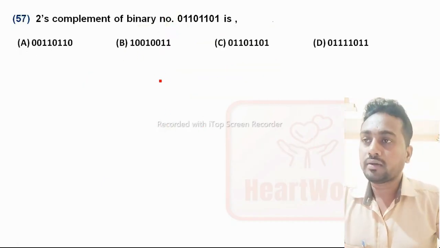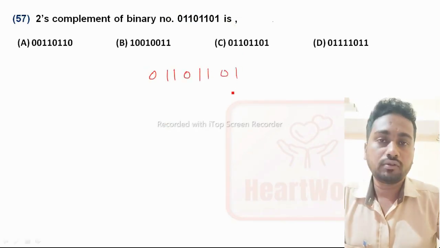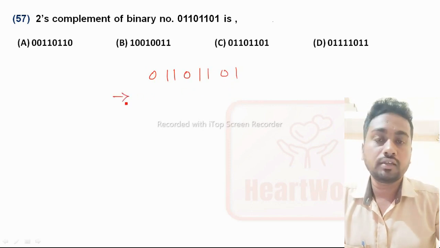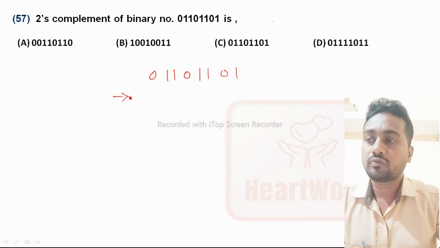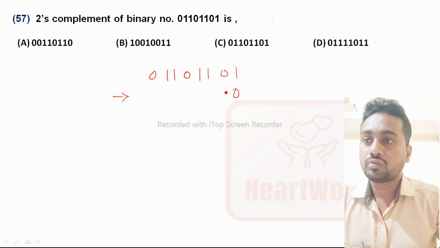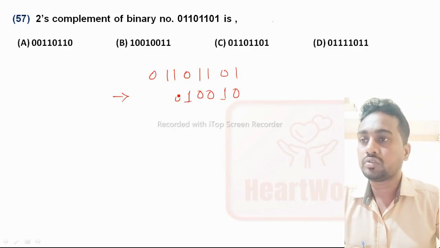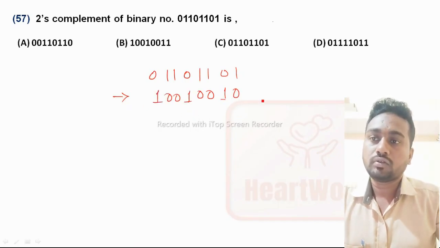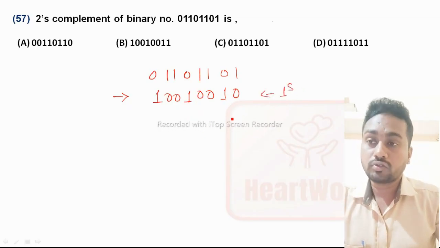2's complement of the binary number 011011101. So how will we calculate 2's complement? First we need to convert this into 1's complement. For the conversion to 1's complement, you just have to invert each bit: 0 becomes 1, 1 becomes 0, 1 becomes 0, 0 becomes 1, 1 becomes 0, 0 becomes 1. This is the 1's complement. Now we have to find the 2's complement.